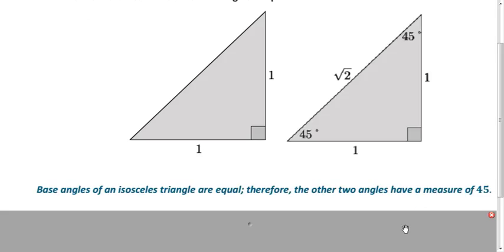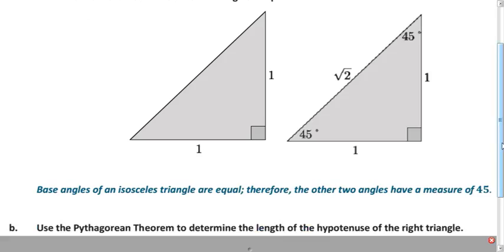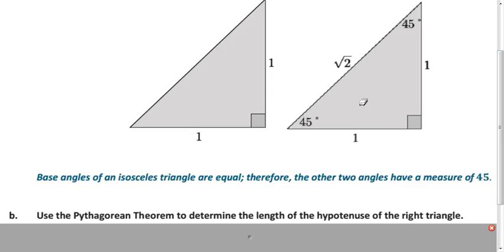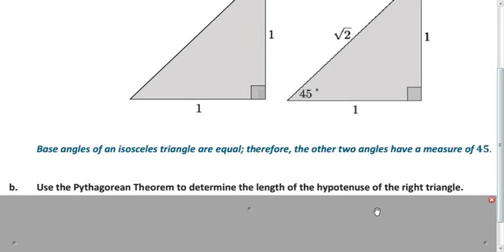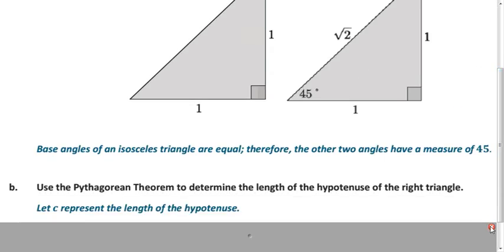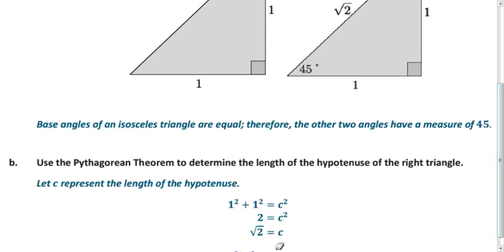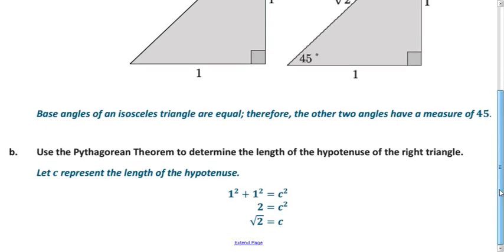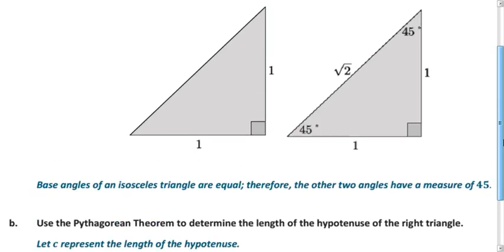So how do we figure out the length of the hypotenuse? Well, the hypotenuse squared would just be 1 squared plus 1 squared. So it would just be, c squared would be 2, so the hypotenuse is the square root of 2. So that's our special relationship here.